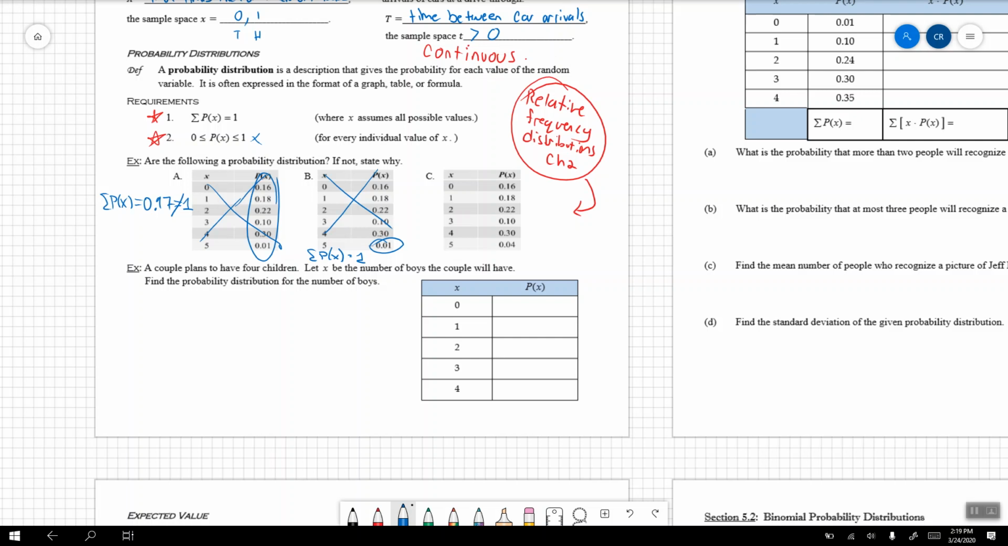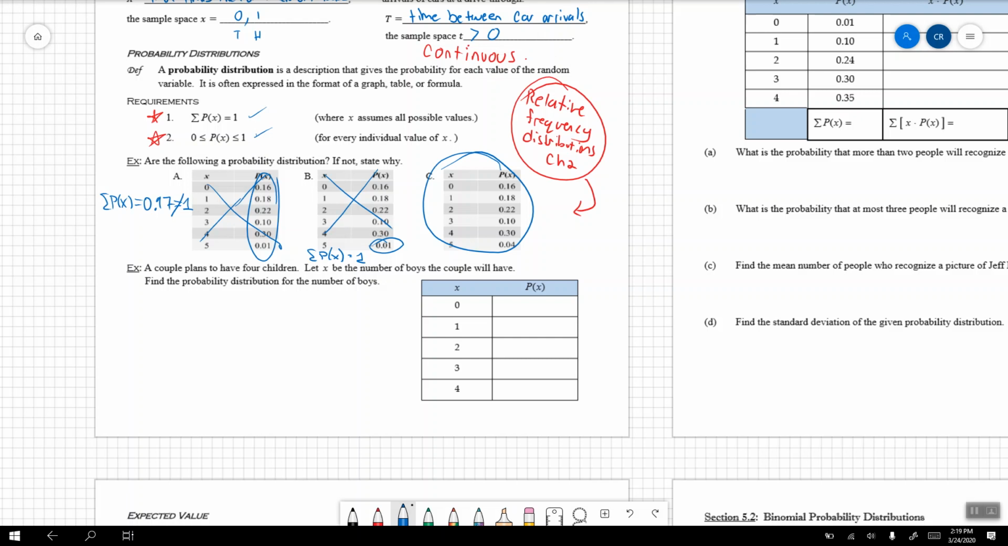The last probability distribution, part C, is the one that's going to work. Part C meets all of the requirements: each individual probability is between 0 and 1, and all of the probabilities added together get us a value of 1.